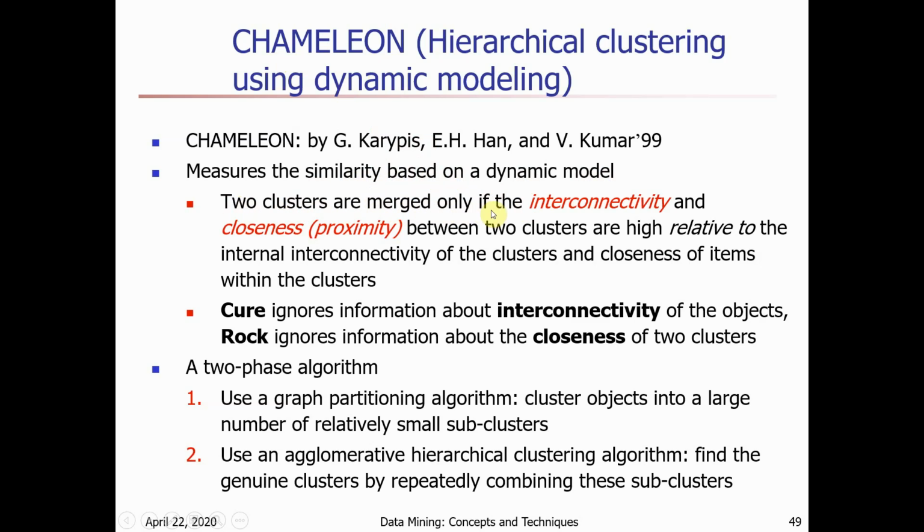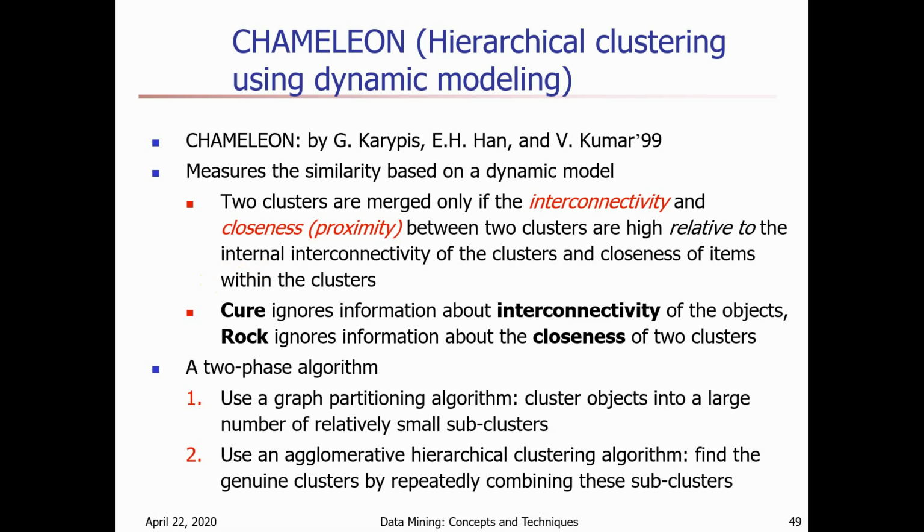Two clusters are merged only if the interconnectivity and closeness, proximity between the two clusters are high relative to the internal interconnectivity of the clusters and closeness of items within the clusters. So CURE ignores information about interconnectivity of the objects, and ROCK ignores information about the closeness of two clusters. To overcome these problems, Chameleon, a dynamic modeling technique, is introduced.